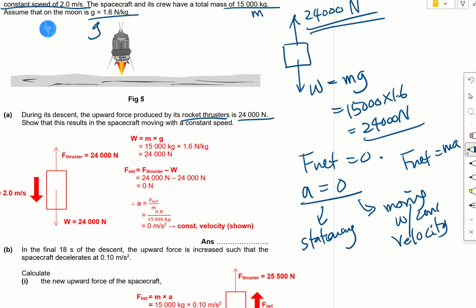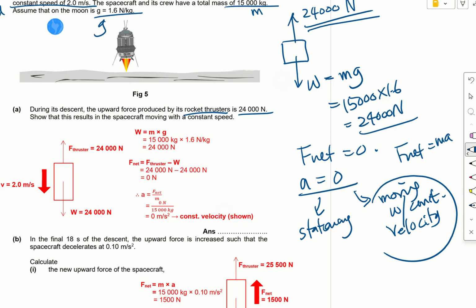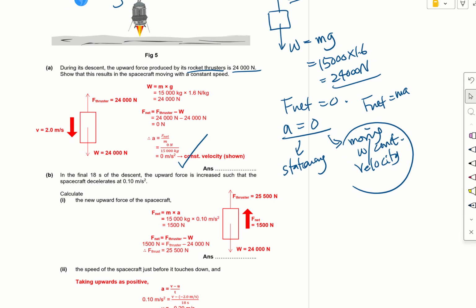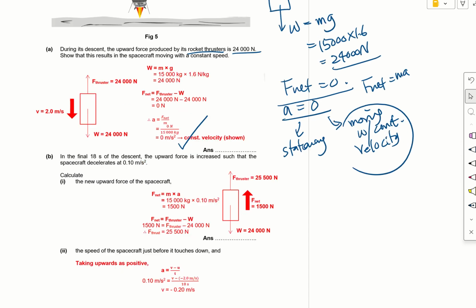Okay, but since it was already moving, therefore it will move with constant velocity. So this is shown. You need to explain in terms of the forces and most importantly F net. This F net is a very important concept that you need to apply in dynamics too.